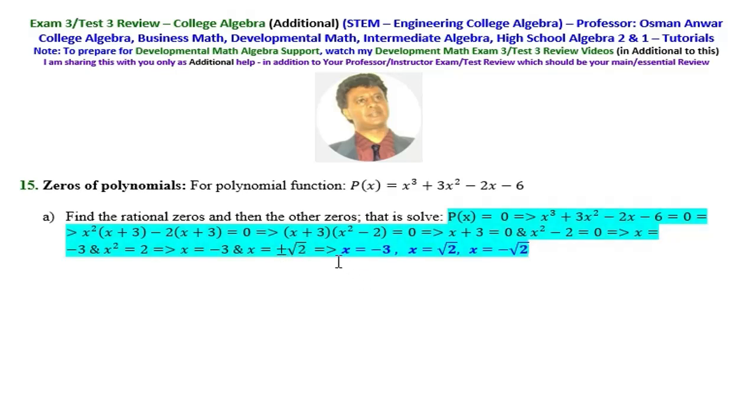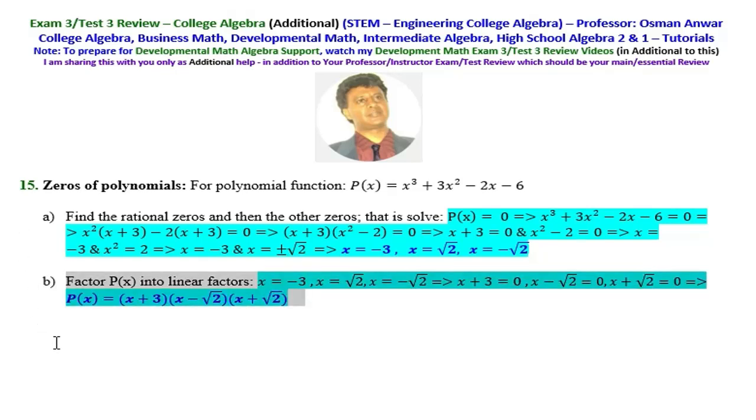That means the zeros are x equals minus 3, that is a rational zero, and the other zeros are x equals square root of 2 and x equals minus square root of 2. Those are irrational zeros. And those are the other zeros.